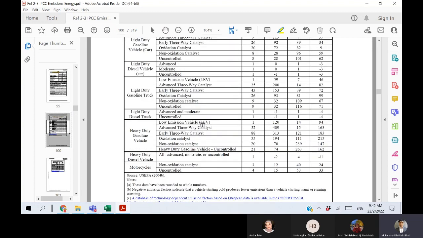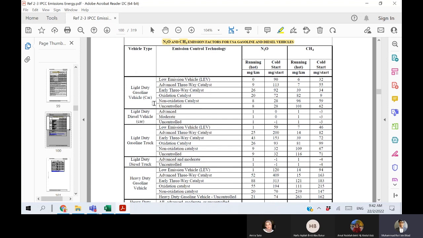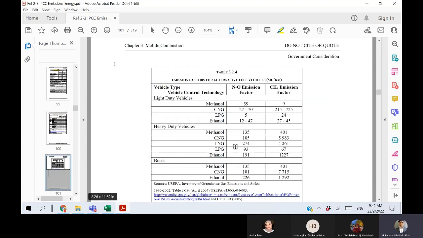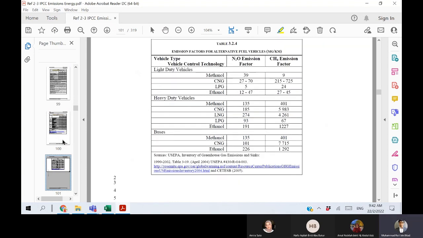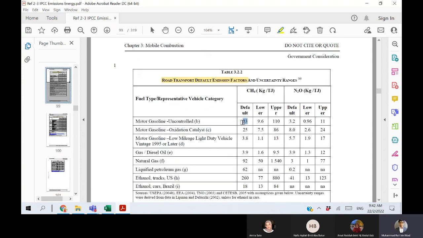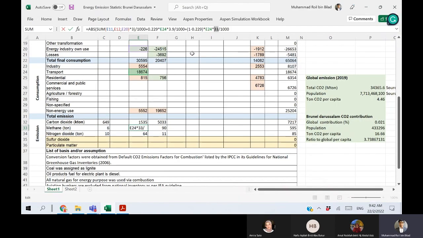The thing is, if you look here, if you have more specific information on what type of vehicle, you can come up with a more accurate estimation, but we don't have the data. So which one do I use? So I use this one. This is methane default, uncontrolled, and this one is diesel 3.9, 3.9. Let me check that. 3.9, 3.9. So it's 33, correct? This is 3.9, yes.